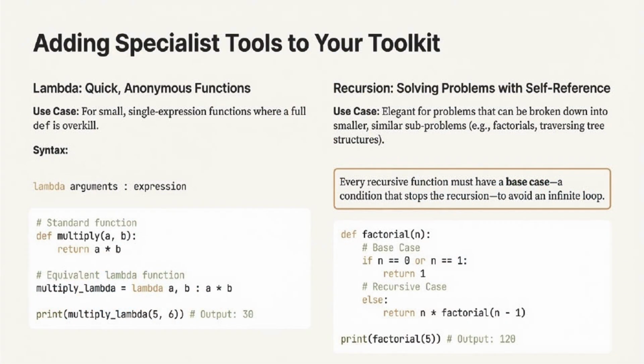Recursion means a function calls itself to solve a problem. It is useful when a problem can be divided into small similar problems like factorials. Every recursive function must have a base case. The base case stops the recursion and avoids an infinite loop. In the factorial example, if n is 0 or 1, we return 1. Otherwise, we return n * factorial(n - 1). Calling factorial 5 gives the output 120.